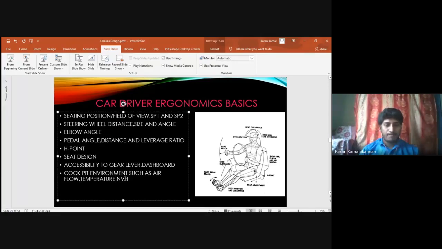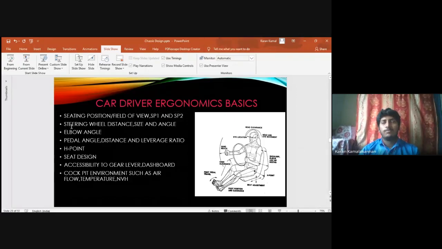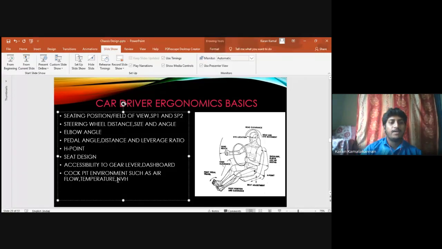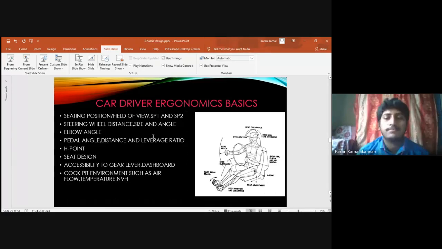Like we have the airflow should be there, and the temperature of the compartment, and the noise vibration harshness, such that it must not be transmitted into the driver cabin. Okay, in any passenger vehicle, NVH plays a crucial role, because you will not be feeling any bumps or vibrations inside the cockpit. Okay, in a passenger car, so that should be our objective.